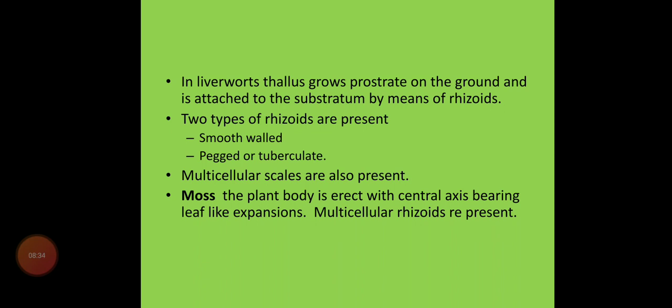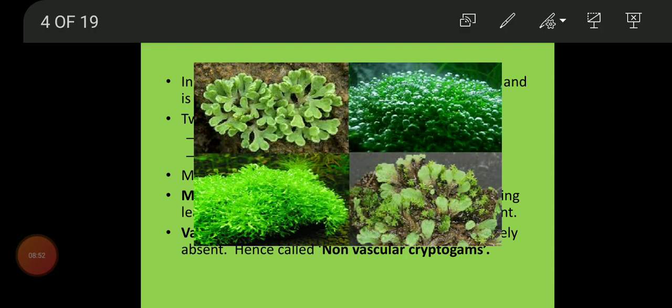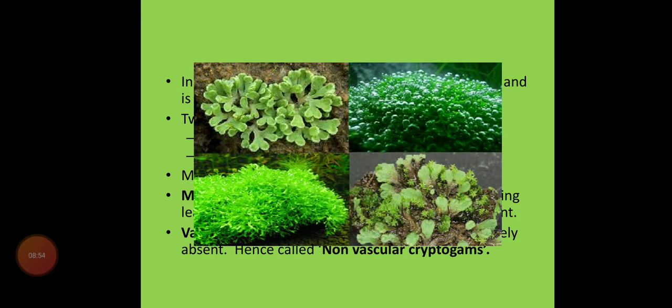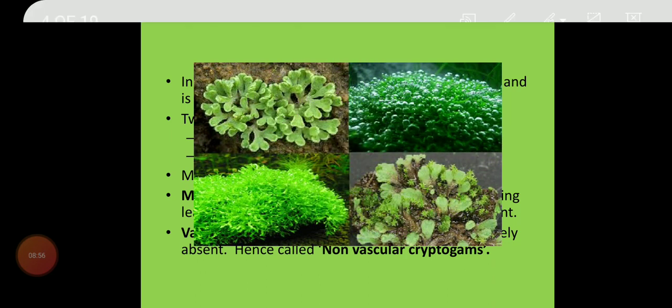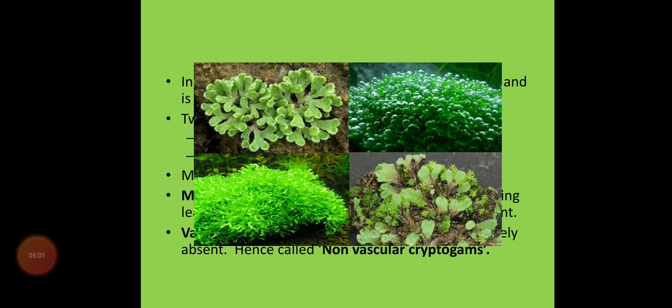Before that, Riccia and Marchantia are the names of some types of bryophytes. In these plants, only smooth-walled or tuberculate rhizoids are present. But in moss plants, multicellular rhizoids are present. And one more important point: in these bryophytes, vessels are absent.